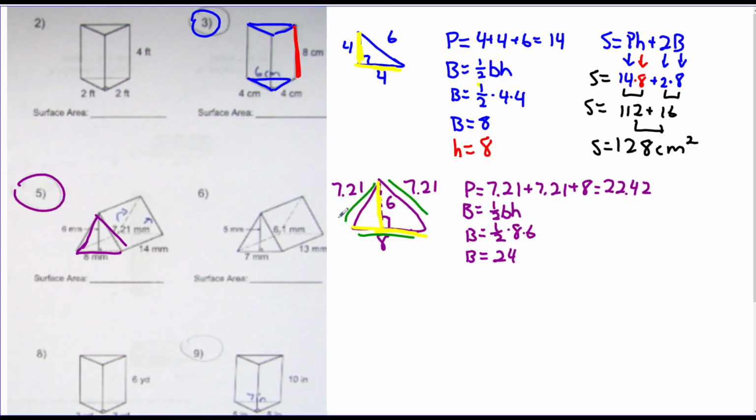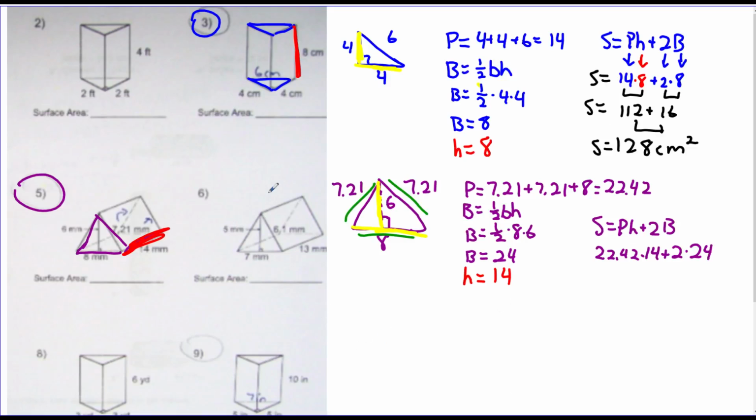And then our last number, the height of the prism, is the number we didn't use when we wrote down our base. The only number left over is this 14. Okay. So then we can write down the final formula, Ph plus 2B. So perimeter we said was 22.42 times the height of 14 plus 2 times area of the base, which is 24.